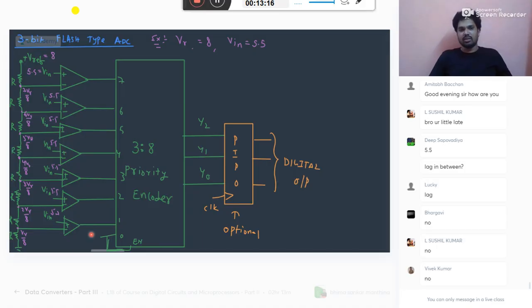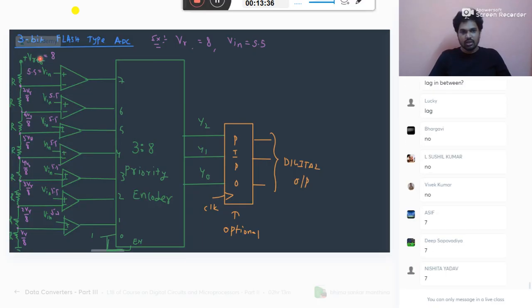Okay, I will explain this, don't worry. Now see here, 5.5 and what is my input? 5.5. Here it is 8, so 7 VR by 8. What is this value? What is 7 VR by 8? 7 times VR is 8, so 7 into 8 by 8 will give you 7 here, then 6, 5, 4, 3, 2, and 1. Example. Okay, now see here, this node voltage will be 7.